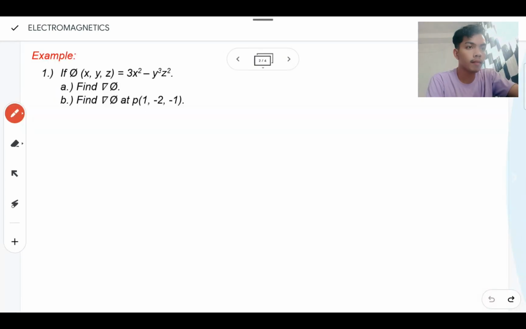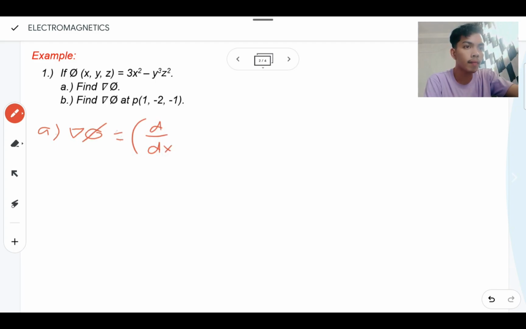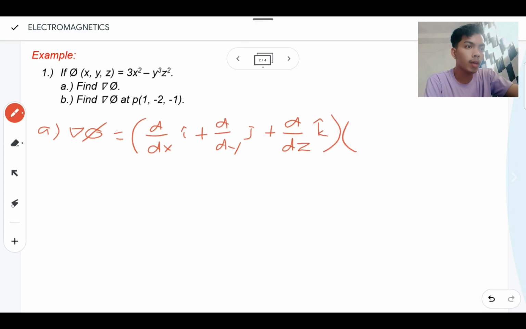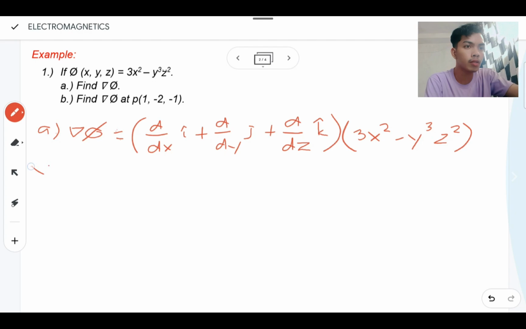So let's have this example. For number 1, if phi of coordinates x, y, z is equal to 3x squared minus y cubed z squared, let's find the gradient of phi. And letter B, find the gradient of phi at the point 1, negative 2, and negative 1. So we have to find the gradient. The formula for getting this is to get the partial derivatives i hat with respect to x, j hat with respect to y, and k hat with respect to z. And we have to multiply by 3x squared minus y cubed z squared.